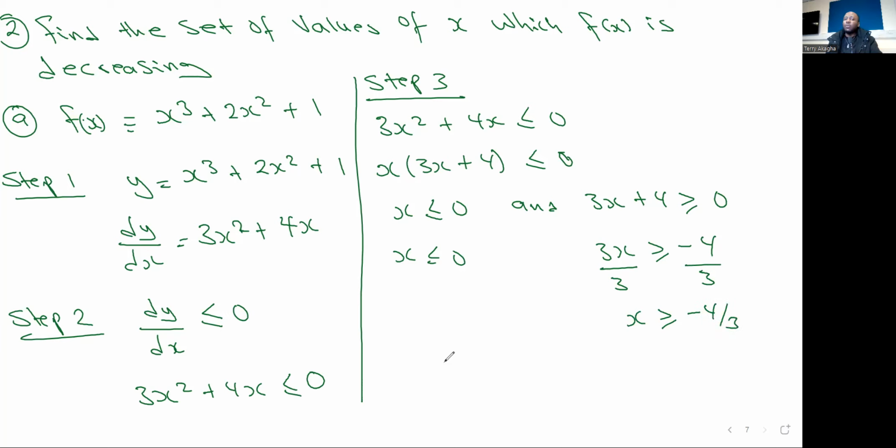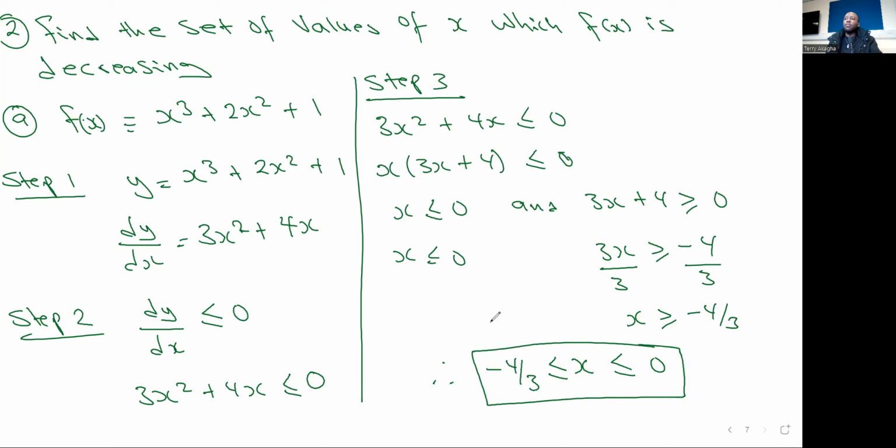Okay, so we can also write this together. I told you how you can combine inequalities as well. So that means x is greater than or equal to minus 4 over 3, but less than or equal to 0. So these are the values of x for which this function is decreasing. So x is between minus 4 over 3 and 0. Let's pick another example.